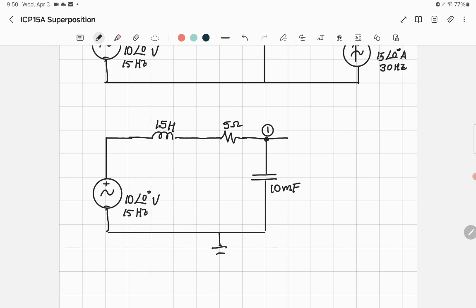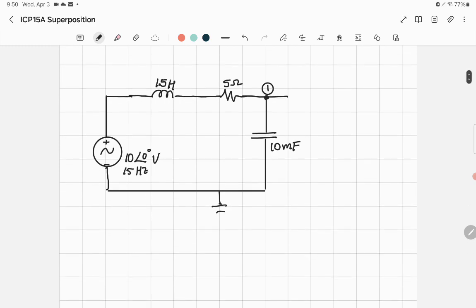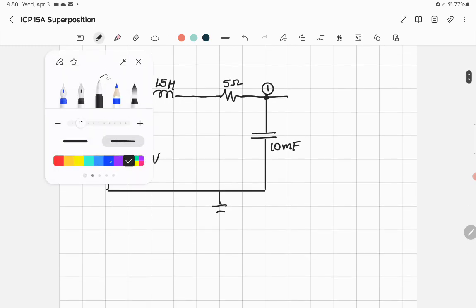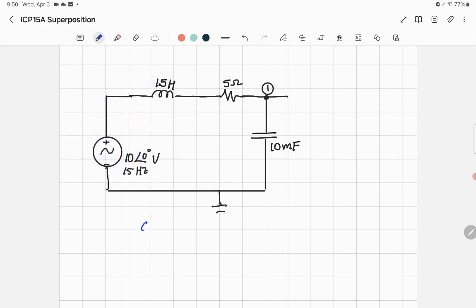First of all, to solve the circuit, you have to find the equivalent impedance of each element. First step, you calculate the angular frequency of the supply, omega 1. You know omega is equal to 2 pi f, and you are dealing with the first source, called f1. It will be equal to 2 pi, and the frequency is equal to 15 hertz here. So you have 30 pi, and the unit is radians per second.